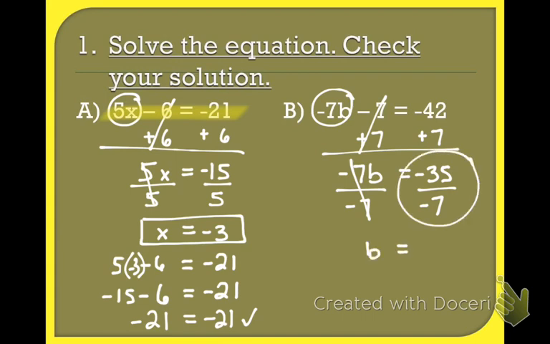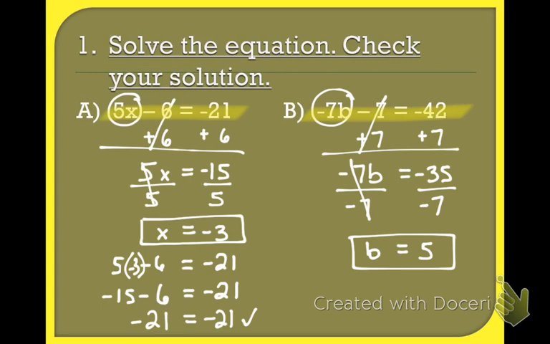Now on this side, we can see I've got two negatives. Anytime you're dividing by two negative numbers, your answer always turns to a positive. So negative 35 divided by negative 7 is positive 5. Now we've got to check it to see if this is correct or not. So remember, once again, you're going to take your original problem up there and go ahead and just bring this down here.